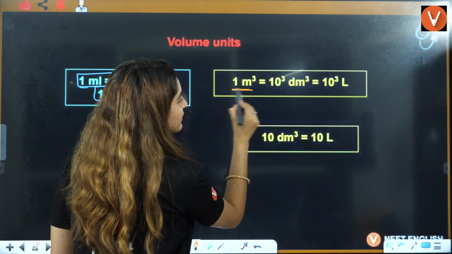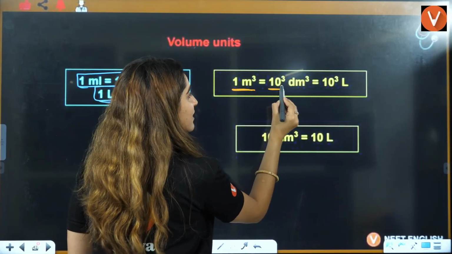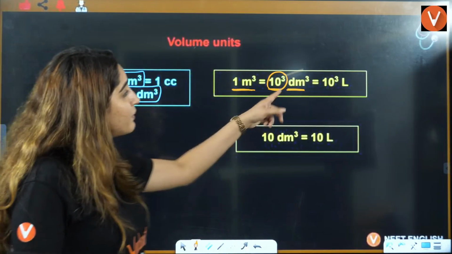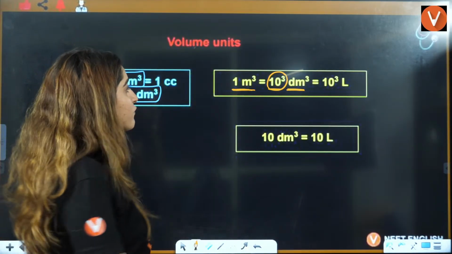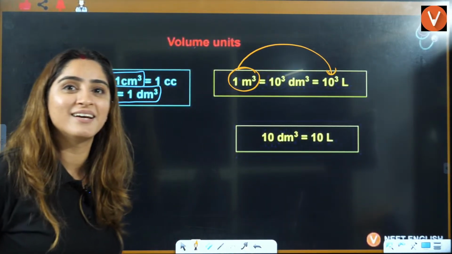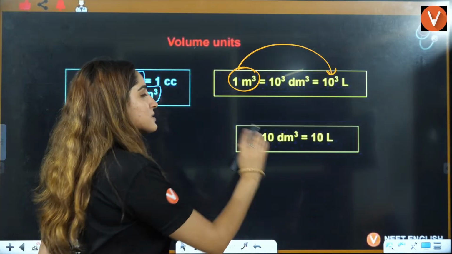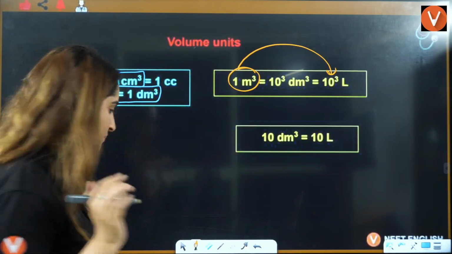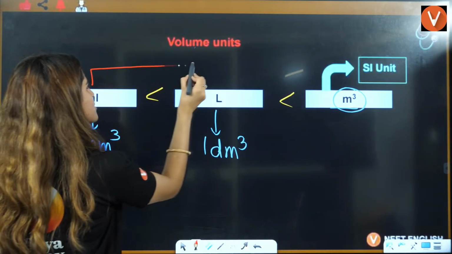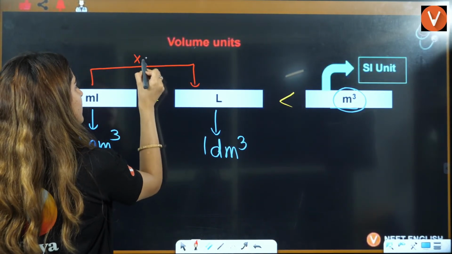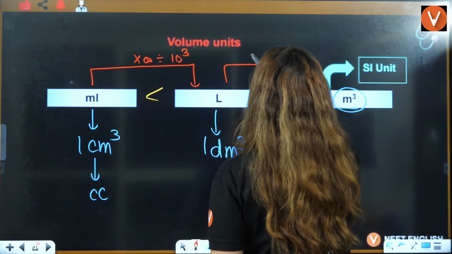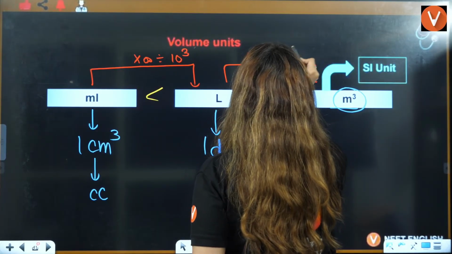1 meter cube is equal to 10 raised to 3 decimeter cube. Decimeter cube is nothing but liter. So that's why we say that 1 meter cube is 10 raised to 3 liter. Now, beta, see, that means the difference is 3 only. Here also, I am writing in a simpler version. This conversion is also multiplied or divided by 10 raised to 3.